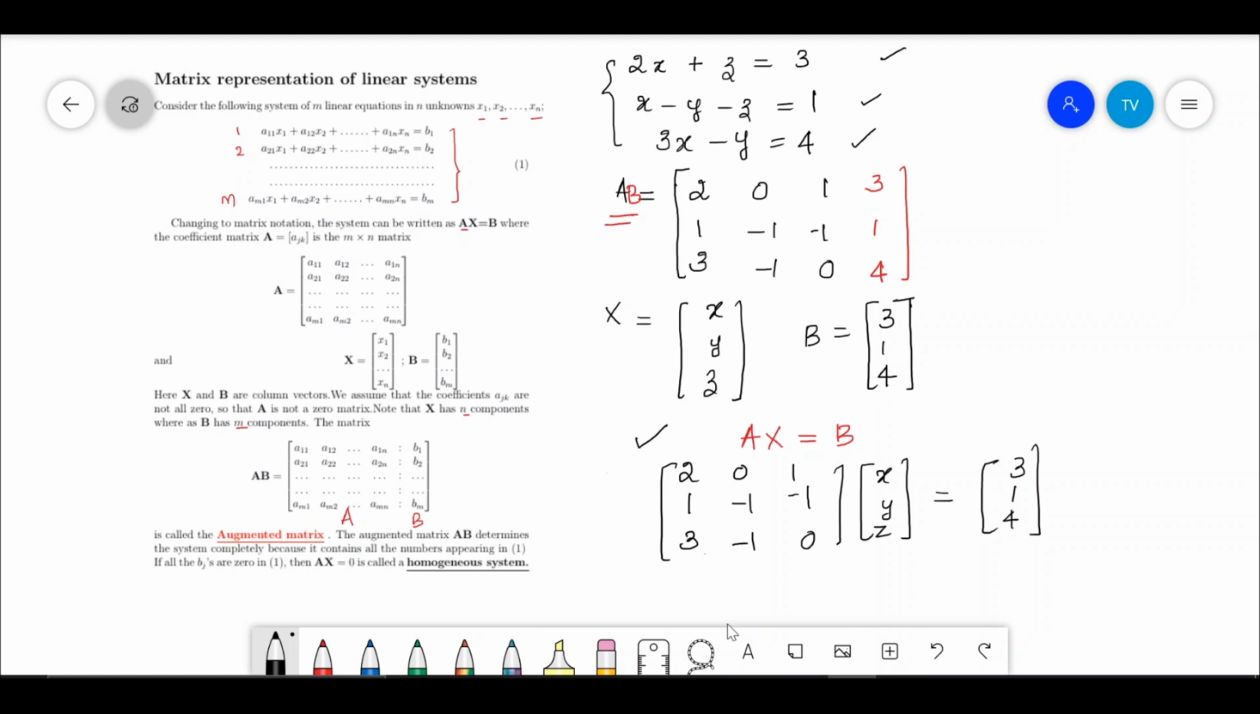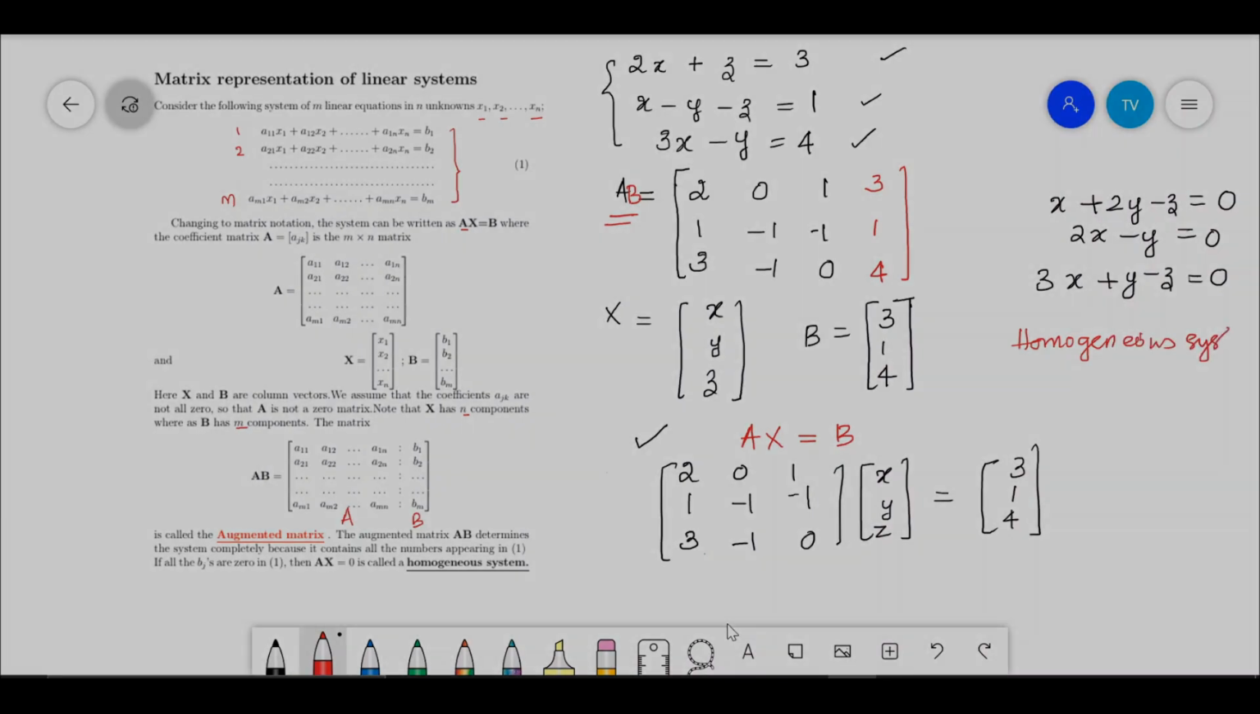When all the right hand side values are equal to 0, I'll give you an example, say x plus 2y minus z equal to 0, then 2x minus y is equal to 0, then 3x plus y minus z equal to 0. So this is a system of three equations in three unknowns, of which the right hand sides are all equal to 0, and hence we call this system a homogeneous system of equations.